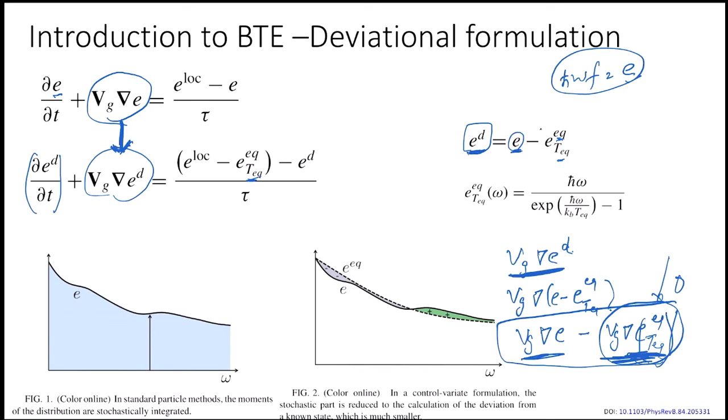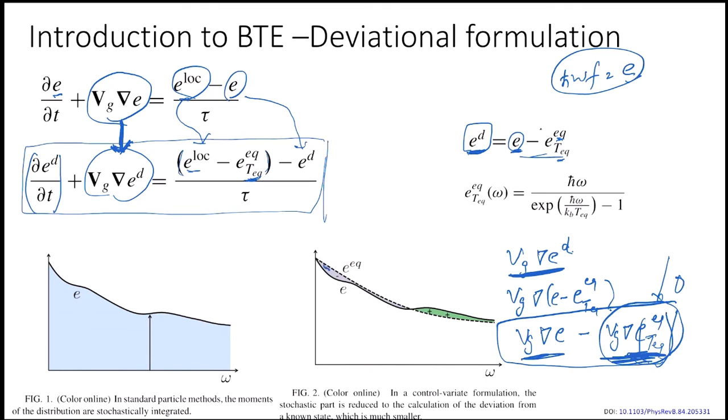Okay, so then comes the part of E lock. For E lock also we have to subtract this equilibrium term, E lock minus E equilibrium at T equilibrium, and then we are left with E. We have to subtract again, so this E would become E deviational. So basically our new equation, which we are going to solve, would actually control this part only. We are going to solve only this part using Monte Carlo or stochastic sampling. So this part is going to be governed by this equation.